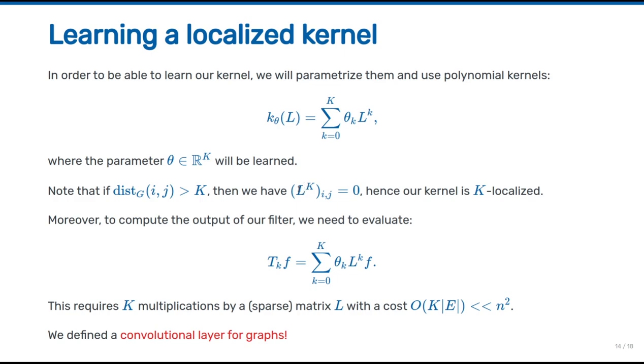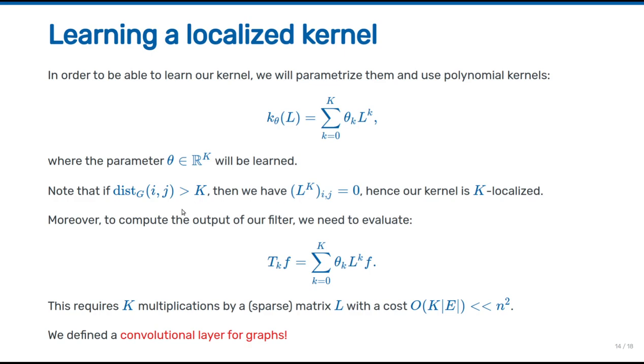The Laplacian is basically a local operator. It's a local averaging operator. And it's very easy to see that if the distance between nodes i and j in the graph is bigger than k, then L to the power k will be 0 between these two nodes. So if k is fixed, this kernel will be localized in the sense that it will only take into account a part of the graph which is in a ball of radius k.